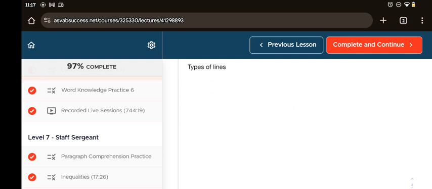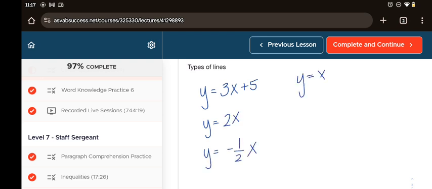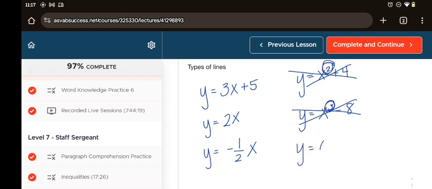A very common question on the ASVAB is asking which line is a linear equation. So a linear equation has to be a line that has an x with no exponent. So this is a linear equation. This is a linear equation. This is a linear equation. This is not a linear equation. This is not a linear equation. Why? Because in these, the x has an exponent. So if you ever come across a question that asks you which of these is not a linear equation, you look for the one that has an exponent, okay?